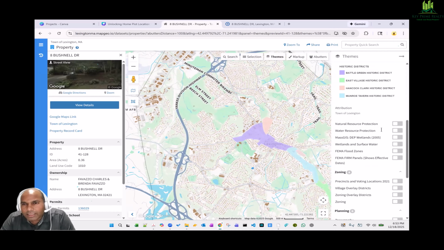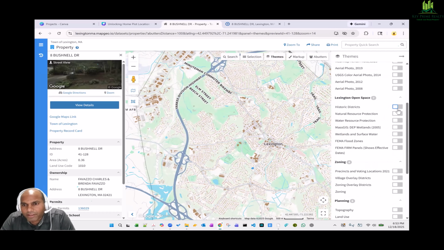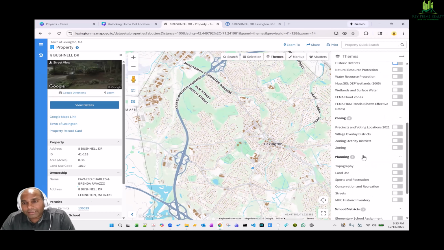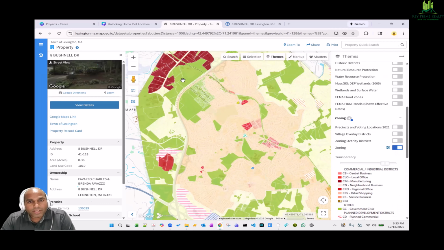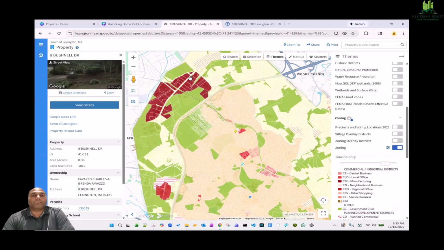It has different historic district sections, the Battle Green and the East Village, all those. And then the other layers. So zoning. This is so important. There is a village overlay district, zoning overlay district, zoning. If you take this zoning, it tells us what is central business. Central business is typically where the businesses are present.